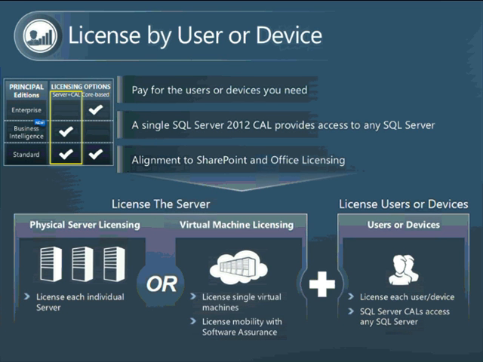Basically, again, there are two components to license. You buy a server license for every server in the environment, whether it's physical or virtual. You buy one server license per server, and then you buy a client access license for every user or device, depending on how you want to slice it up, that will be accessing the SQL Server.